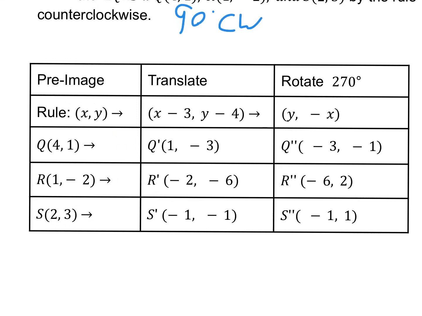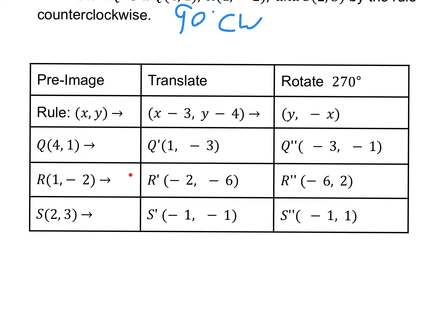coordinates. We're going to do things in the order the prompt tells us. In this case, it tells us to translate first. So you subtract 3 from each of our x's, subtract 4 from each of the y's to give us the coordinates of 1, negative 3, negative 2, negative 6, and negative 1, negative 1.